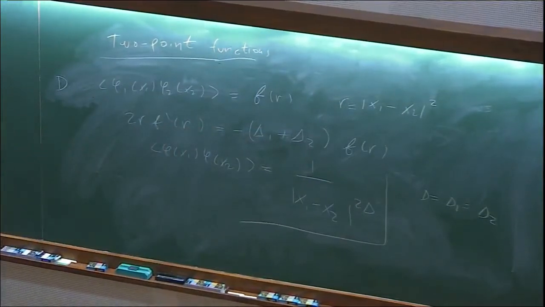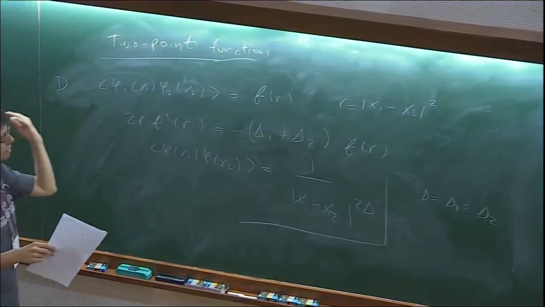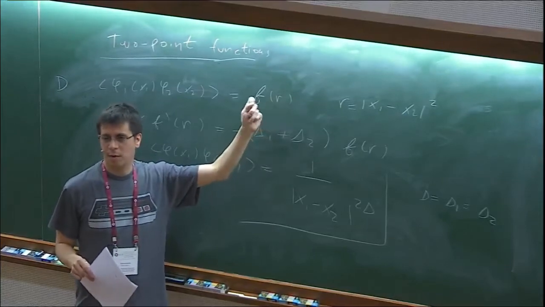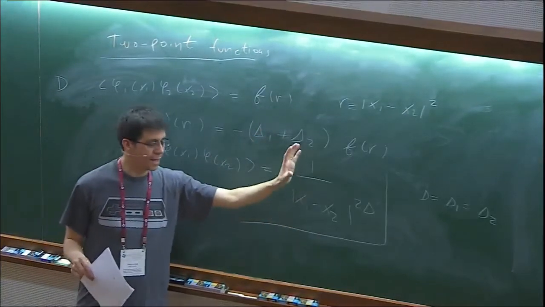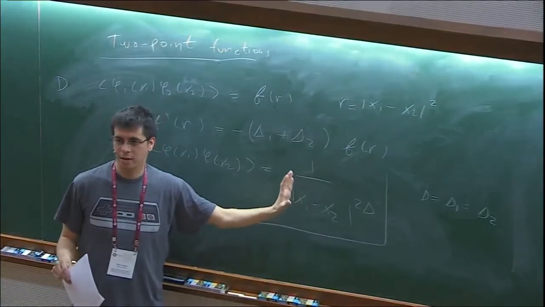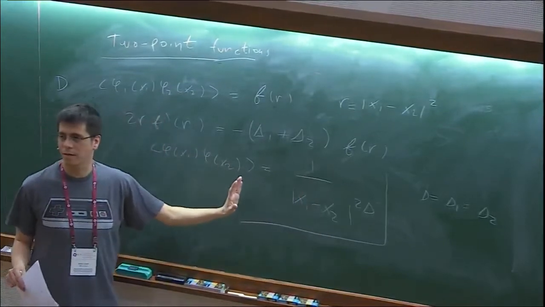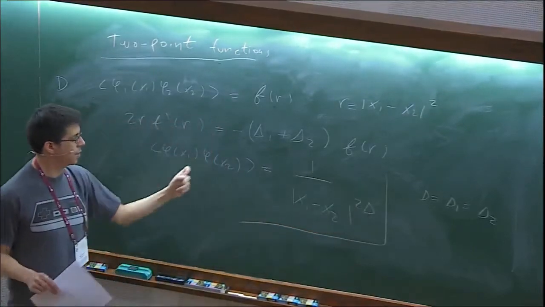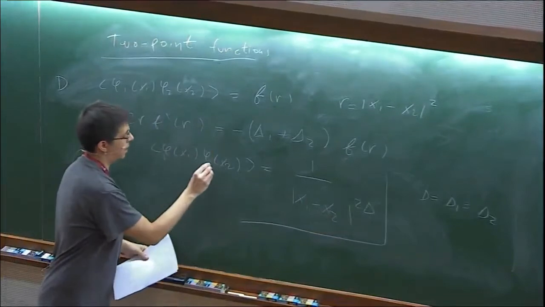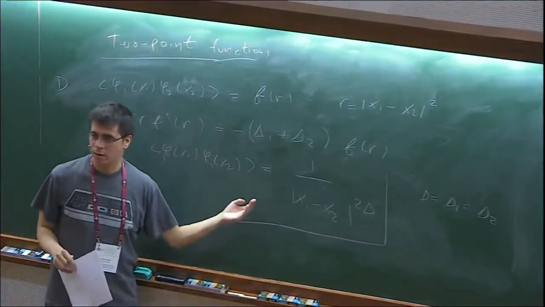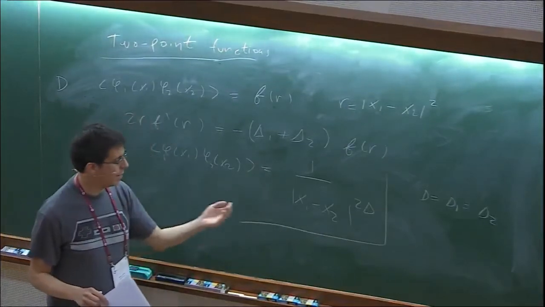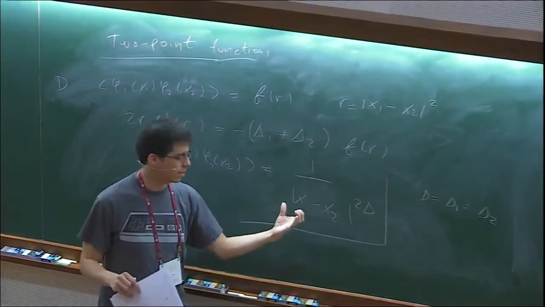So here we start seeing already the power of conformal symmetry. In a generic Lorentz invariant quantum field theory, this can be any function of R. If you impose that your theory is conformal, the kinematic dependence is completely fixed. The coordinate dependence of this function is completely fixed. The only unknown variable is this delta, which is associated with this particular field, and it's called the conformal dimension. So this is a very nice feature of conformal symmetry, that one can separate the kinematics, the coordinate dependence, from the dynamics.